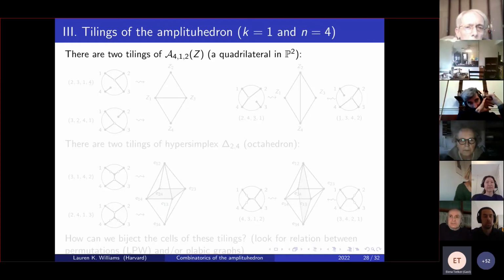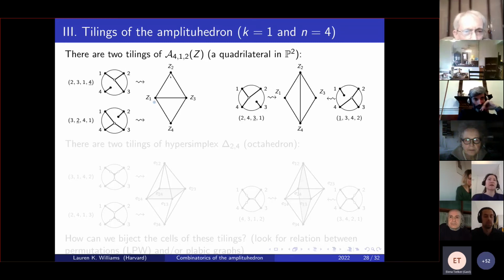Okay, so let's do really the only example I can draw, which is k is 1 and n is 4. So if k is 1 and n is 4, then on the amplituhedron side, we're looking at the amplituhedron A_4,1,2. And if you recall, when k is 1 and m is 2, this amplituhedron is a polygon in P2. So this is going to be a quadrilateral in P2. And here tilings are going to be just triangulations. So this is the amplituhedron, this quadrilateral, and it has two triangulations, this one and this one.